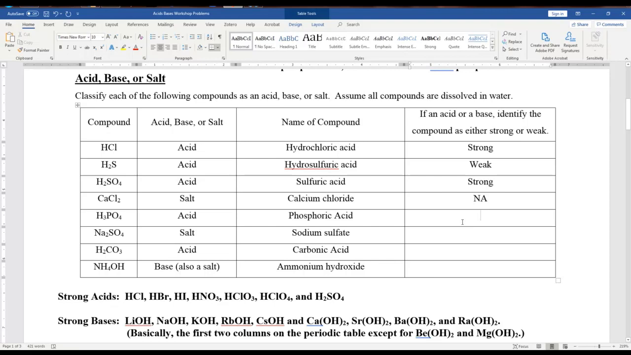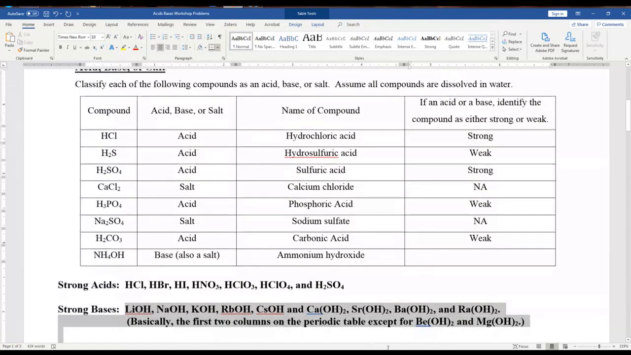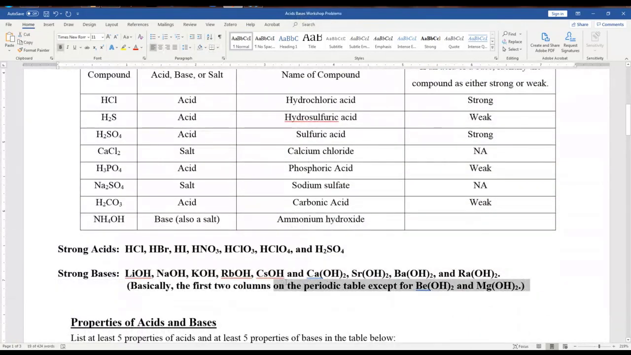What about phosphoric acid? Strong or weak? Weak. And this, of course, is not applicable. What about carbonic acid? Weak. And what about NH4OH? Strong or weak? It's not one of these strong bases, not the first 2 columns. Those nitrogenous bases, those bases that contain nitrogen, of which this would be considered one, are always weak bases. So this is a weak base. All the others were weak acids.